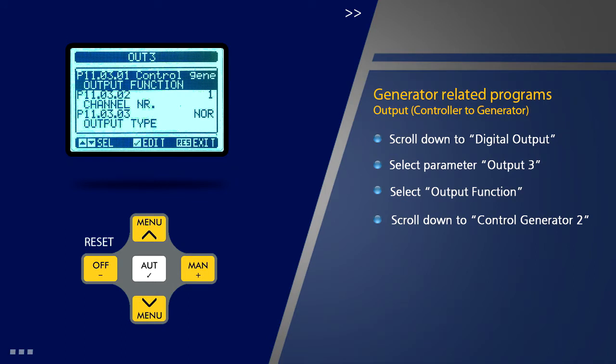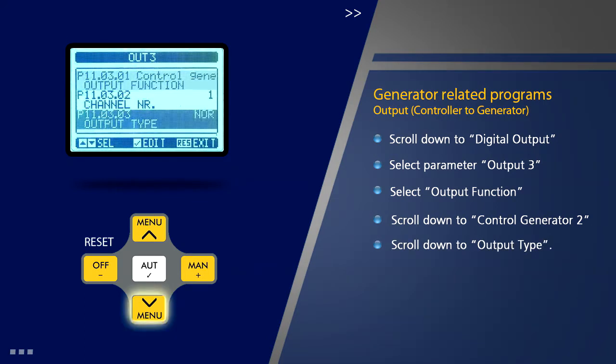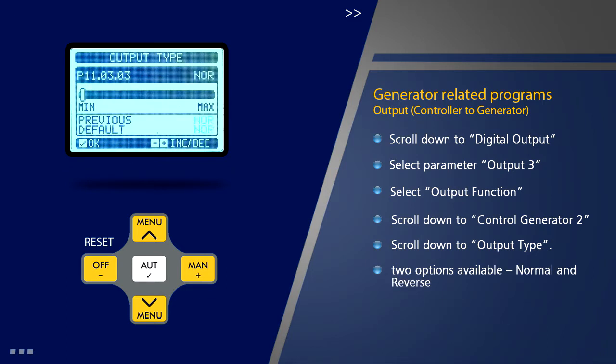Come back to Output 3 page and scroll down to parameter 2, which is Output Type. There are two options available on Output page, Normal and Reverse. Select the option as per site requirement. For example, Normal, and come back to the previous menu.